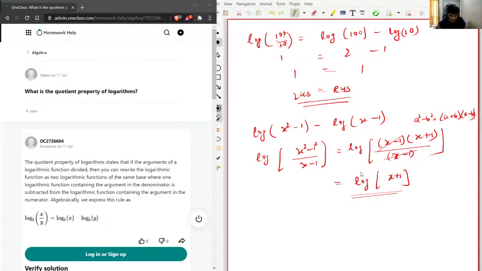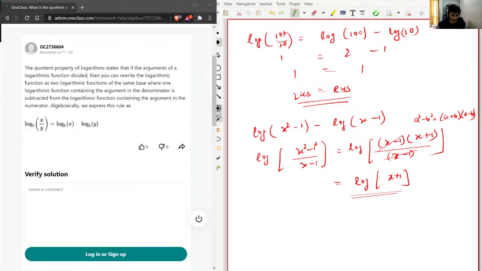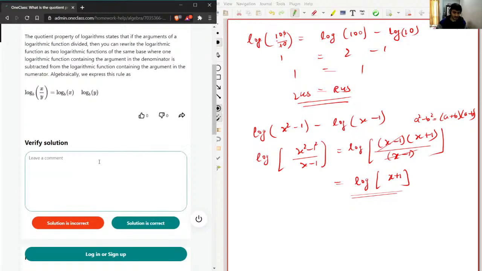So I guess again for this question, I'll just say that the solution given here was correct. So correct solution. Good work.